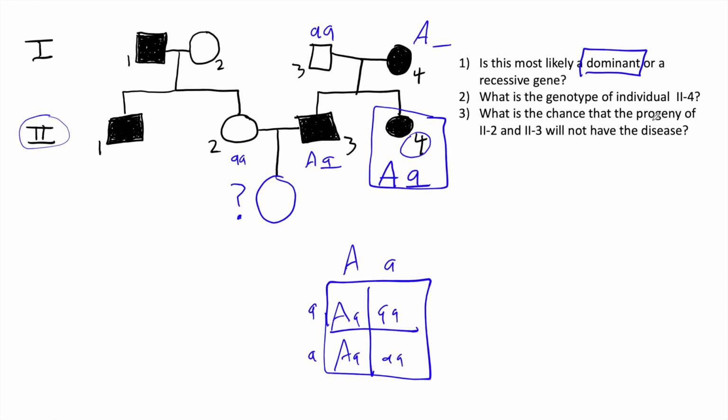What's the chance that the progeny, so their kids, of these two right here, will not have the disease? So to not have the disease, since it's a dominant, that means they can't have the dominant, so it has to be homozygous recessive. So the chance of that is 2 out of 4, or 1/2, or 50% chance. Okay, and that's how we'd answer those three questions.